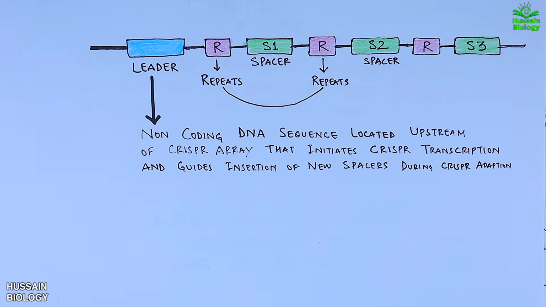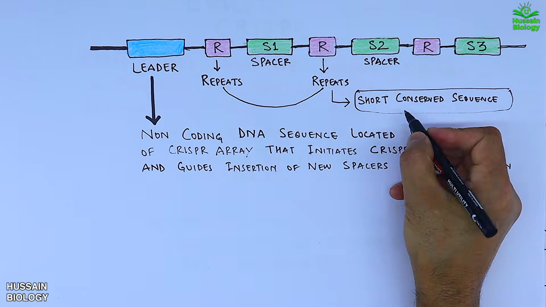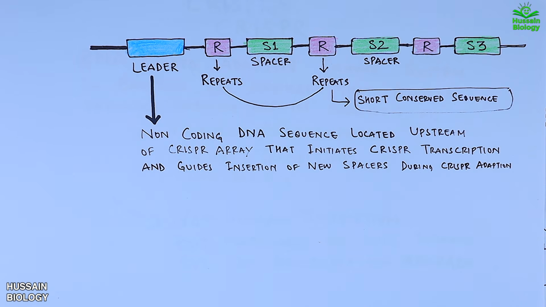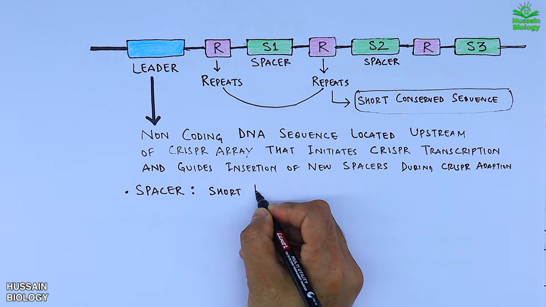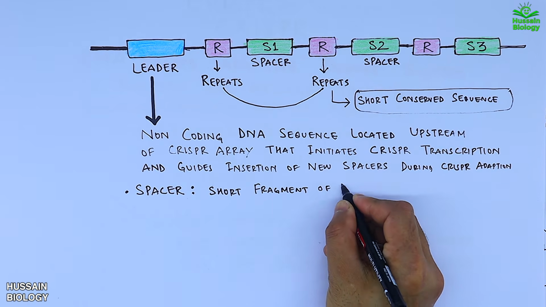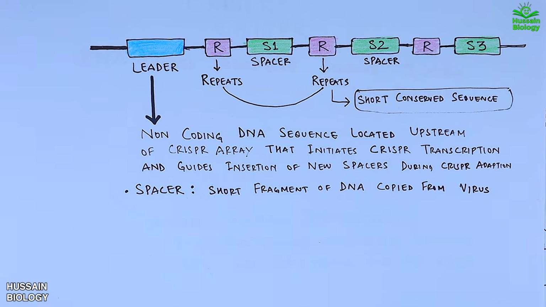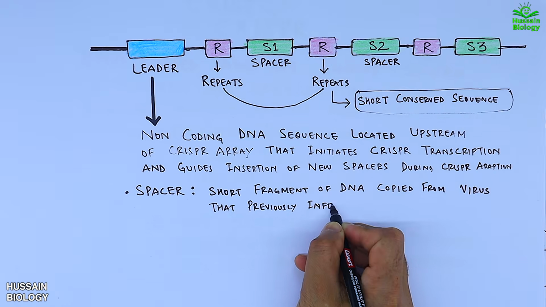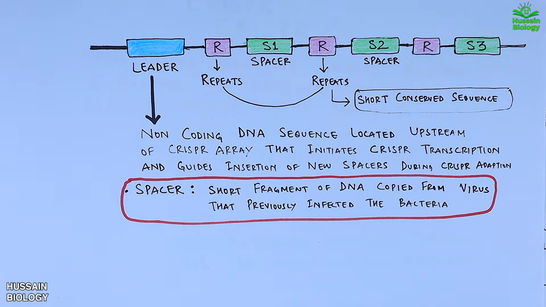Second is repeats. These are short conserved sequences that are repeated throughout the CRISPR array. And in between these repeats, we have the spacers, shown here as S1, S2 and S3. As indicated in the diagram, each spacer is essentially a short piece of DNA captured from a virus that previously infected the bacterium. So these spacers serve as a memory of past invaders.